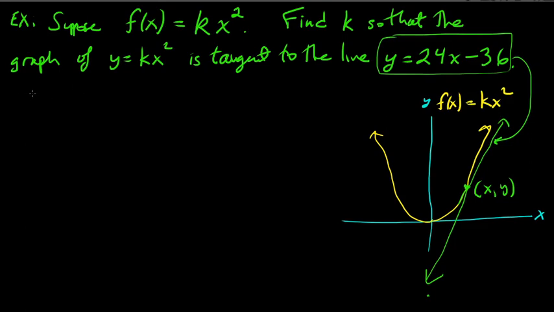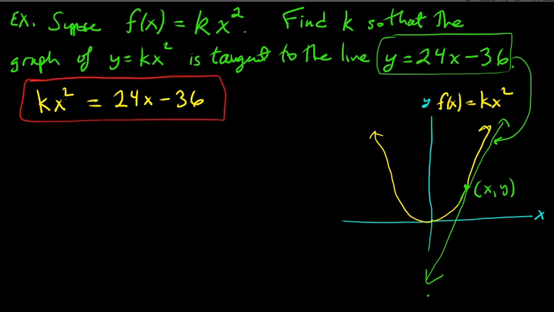To do that, we just take the y for the parabola and set it equal to the y for the line. So kx squared, this y here, is equal to this y over here. Great. Now just solve for x. Well, you can see we can't really do that yet. There's a problem. This is one equation, but there are two variables, x and k. So this equation alone is not enough. We're not going to be able to find either x or k.